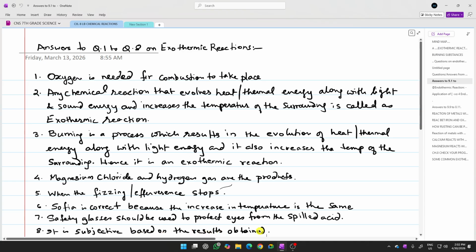What will be the result depends on what metal you are taking, what acid you are taking, and how you are combining them. The result will depend upon the investigation. So the answer will be very, very subjective.